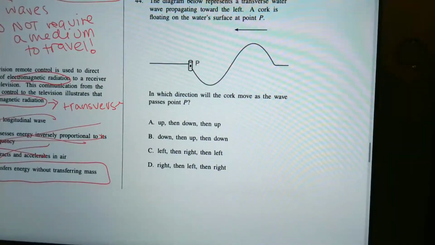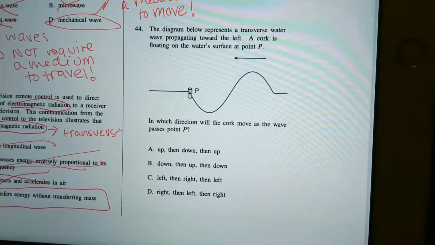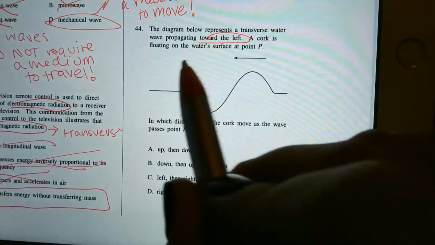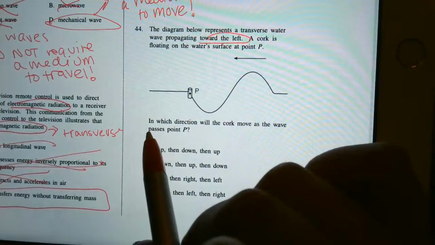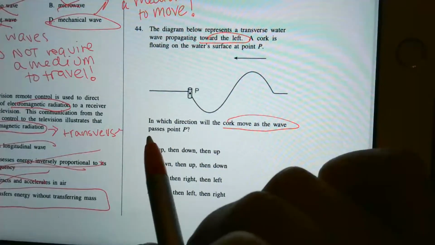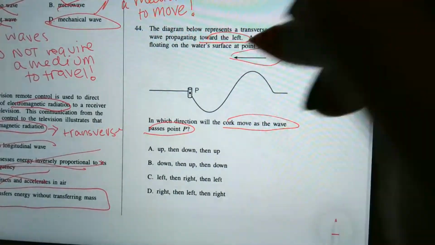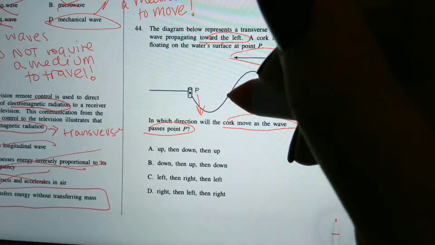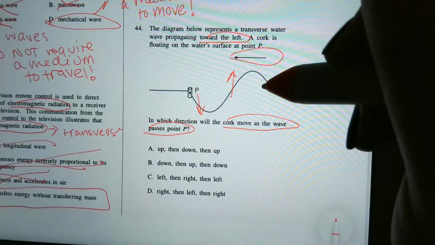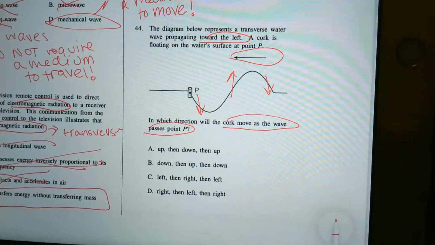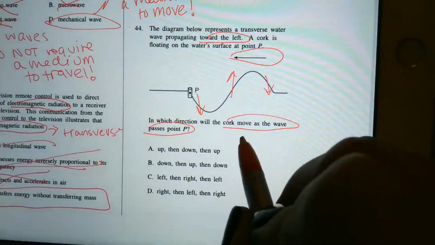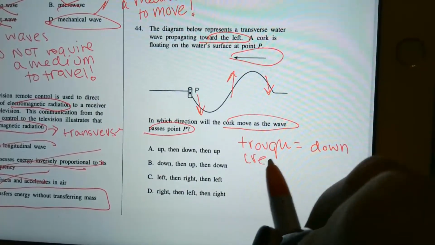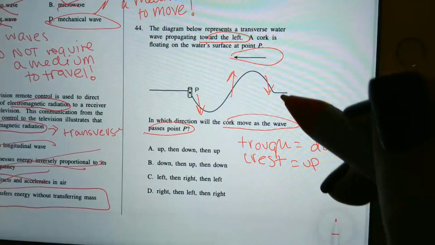Number 44. The diagram below represents a transverse wave propagating towards the left. A cork is floating on the water's surface at point P. In which direction will the cork move as the wave passes point P? Now we're going to the left, so we look right behind point P. I'm going to go down, then up, and then back down, because I see a trough first, so I go down, then my crest means I move up, and then I come back down.